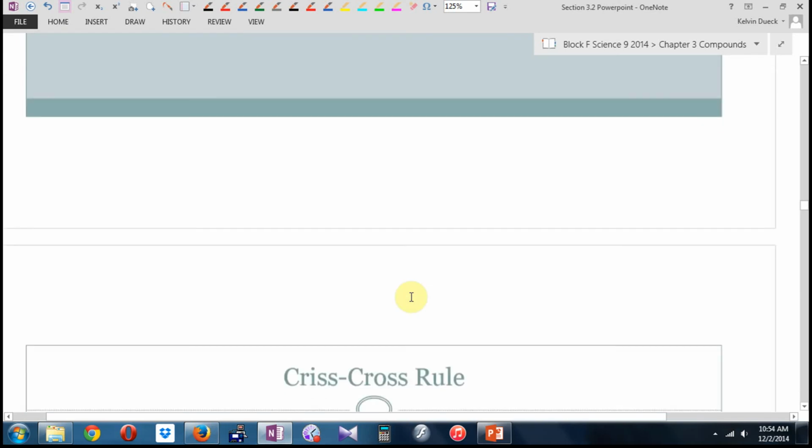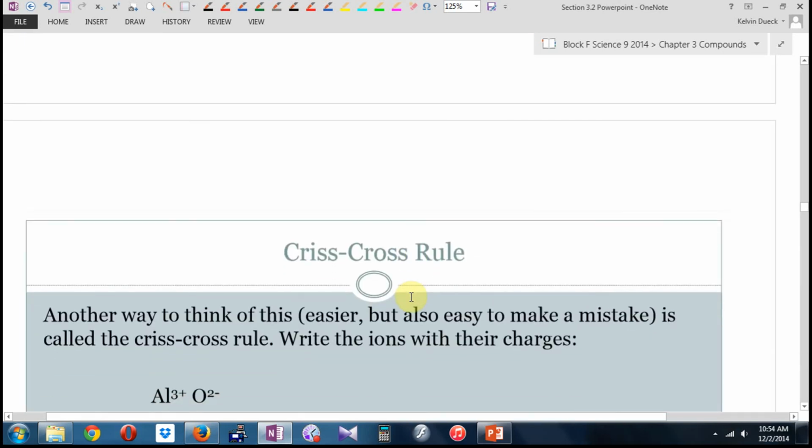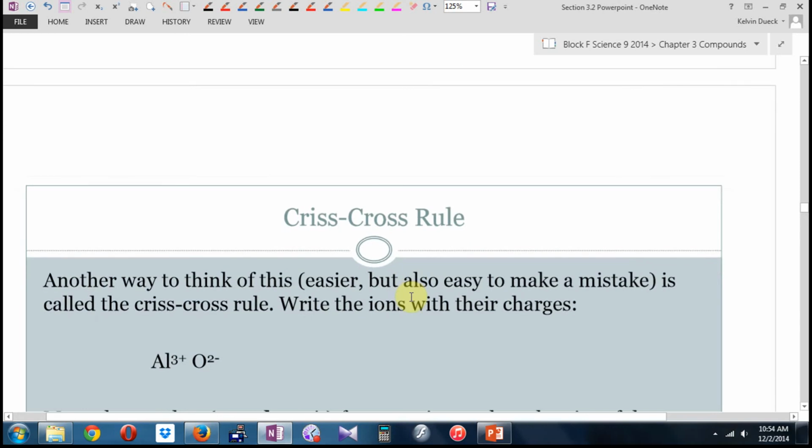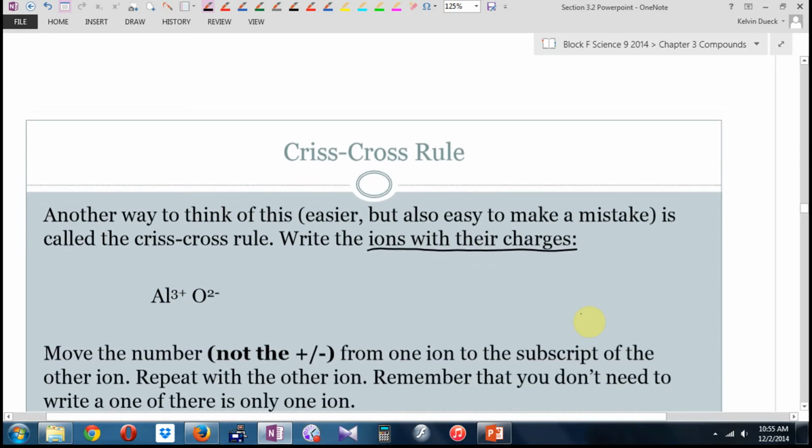Formula activity, we're going to come to that in a second, I think. Another way to think of this, which is easier, but also a little easier to make a mistake, is called the crisscross rule. What you do is you write the ions with their charges. So if you want to combine aluminum and oxygen, you write Al, and up above it, as a little exponent, the 3+, and then you write O, and up above it, as a little exponent, the 2-. Then to actually figure out the formula, we move the number, not the plus minus, from the top to the subscript of the other one. Say what? We go like this, criss-cross. The formula is going to be Al2O3.